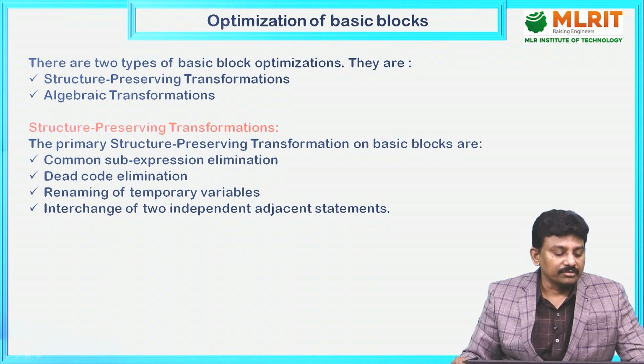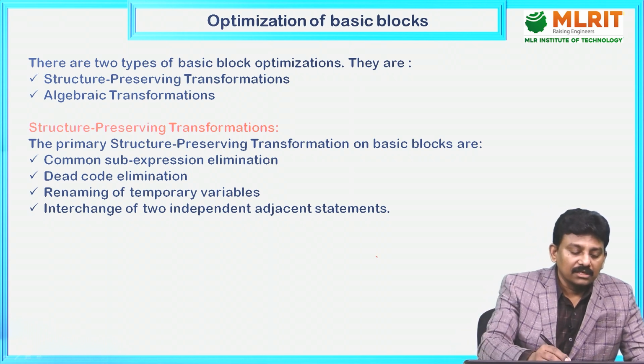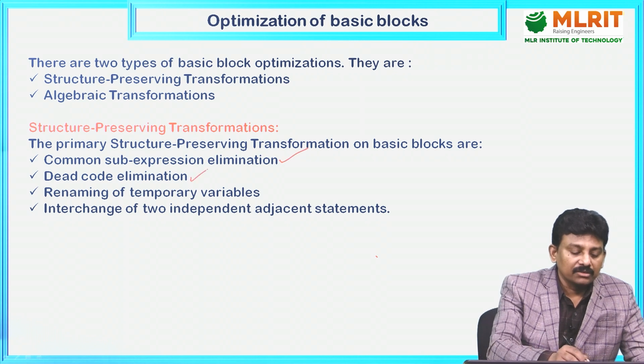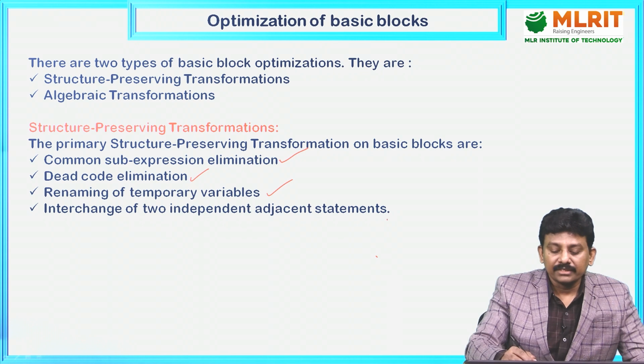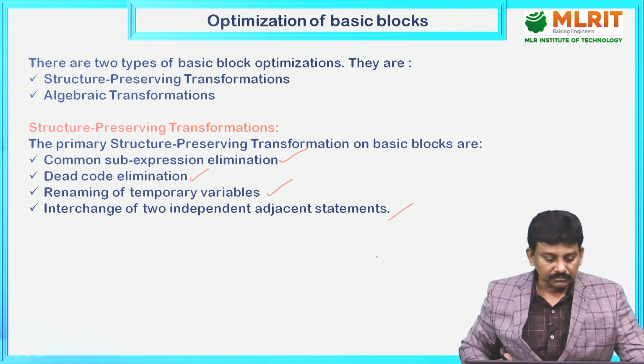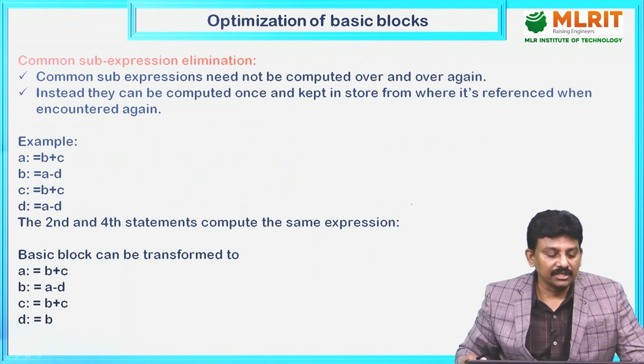There are four types. The primary structure preserving transformations on basic blocks are: common sub-expression elimination, dead code elimination, renaming of temporary variables, and interchange of two independent adjacent statements. First one, common sub-expression elimination.